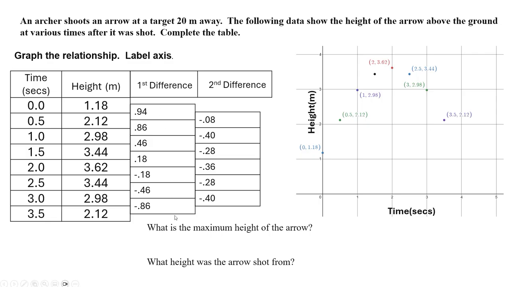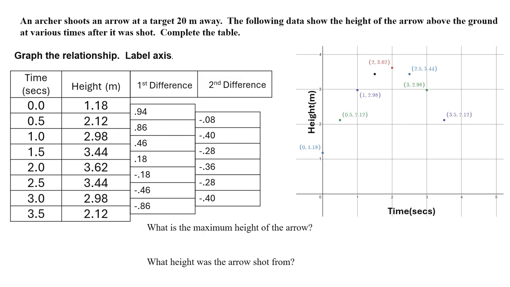The first differences aren't the same, so we know it's not linear. The second differences are not the same, so we know it's not quadratic. Now, if you look at the points, it looks like it's a parabola, but we've proven that it's not a perfect quadratic equation simply because the second differences are not the same. We're asked, what is the maximum height of the arrow? Well, we can just go up to this point right here and see that approximately 3.62 is the maximum height.